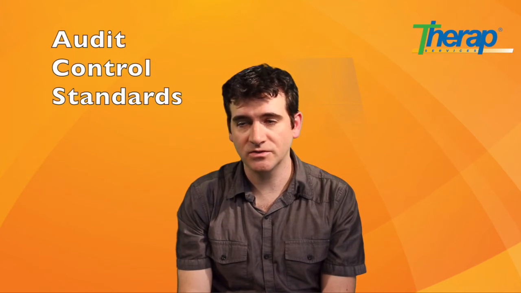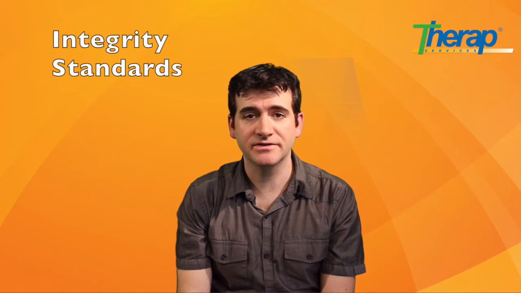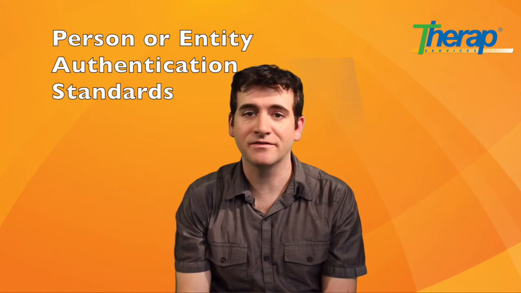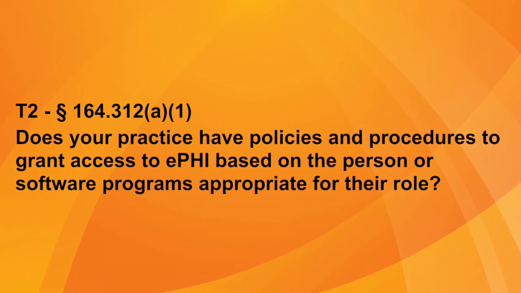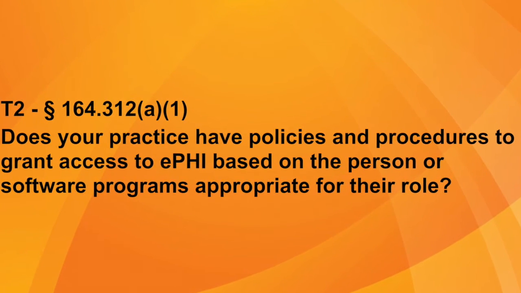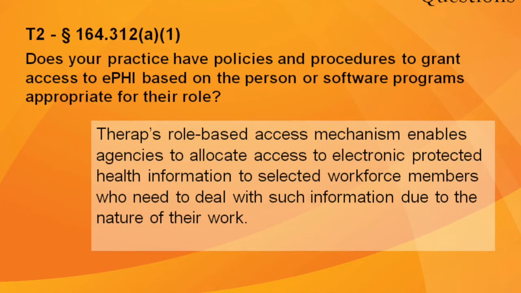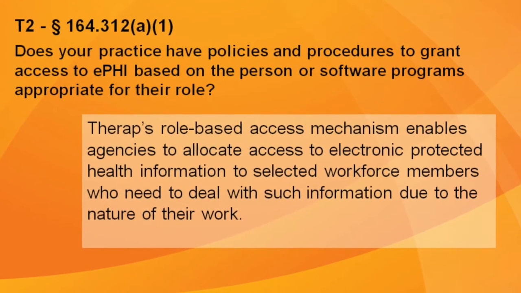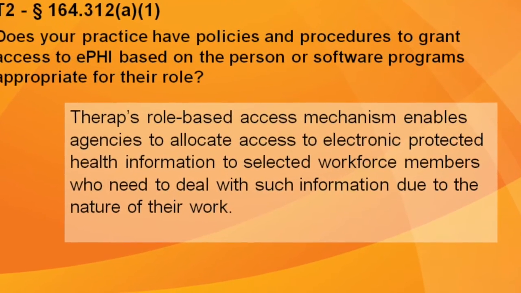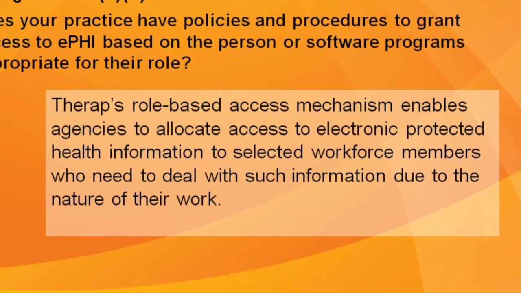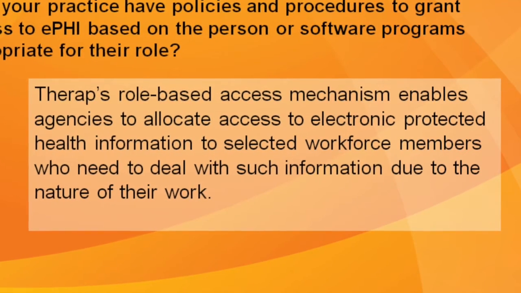The final section of the SRA tool includes the following sections: Access Control Standards, Audit Control Standards, Integrity Standards, Person or Entity Authentication Standards, and Transmission Security Standards. Does your practice have policies and procedures in place to grant access to ePHI based on the person or software programs appropriate for their role? Therap's role-based access mechanism enables agencies to allocate access to electronic protected health information to selected workforce members who need to deal with such information due to the nature of their work.